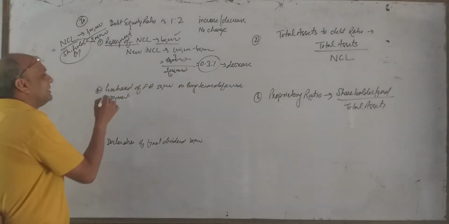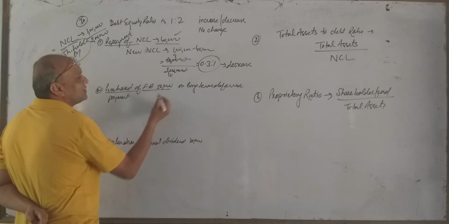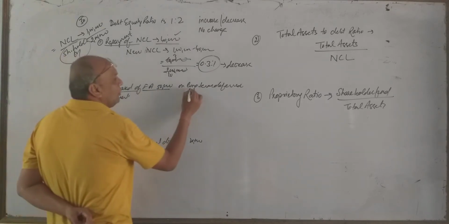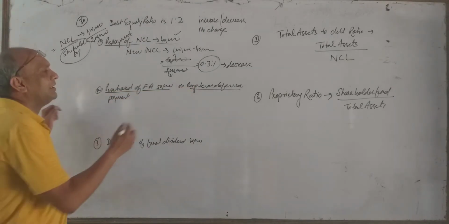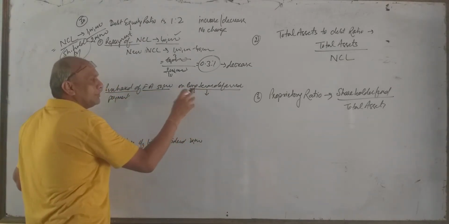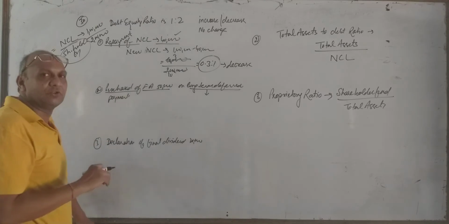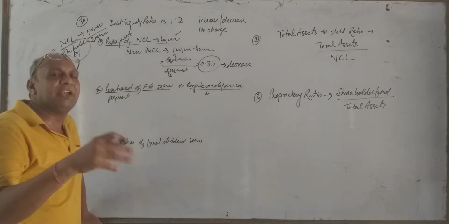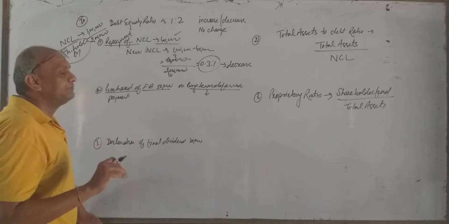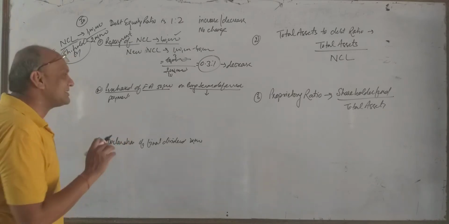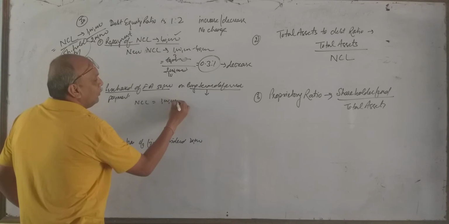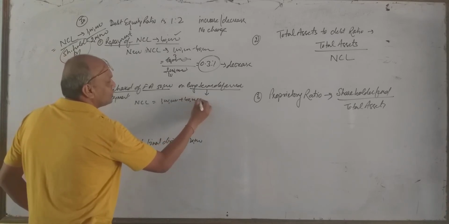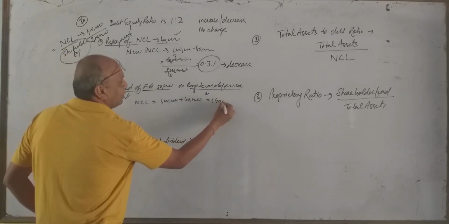Let us take a second example. Purchase of fixed assets of ₹40,000 on long-term deferred basis. What is the meaning of long-term deferred? It means fixed assets are purchased on credit and the amount is to be paid after a longer period. It means our long-term liabilities are increasing. So our non-current liabilities will now be 1 lakh plus 40,000, so it becomes 1 lakh 40,000.